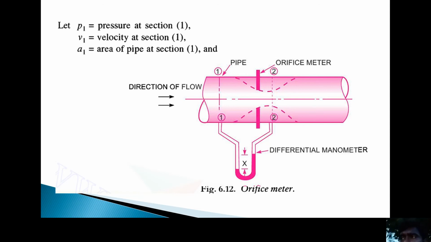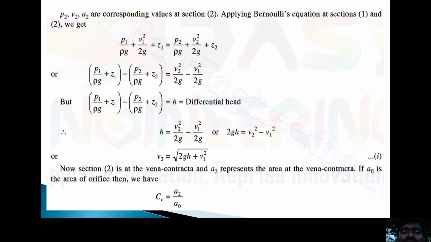In this orifice meter, there are two different diameters, two different areas and two different velocities. In section 1, we have the pipe diameter, pipe area and pipe velocity, P1, V1, A1. Next, P2, V2, A2 are the corresponding values at section 2. This is the orifice section. P2 is the pressure at section 2, V2 is the velocity at section 2, and A2 is the area at section 2.